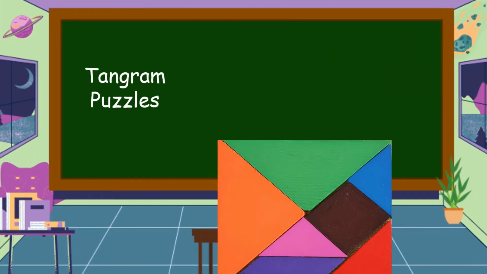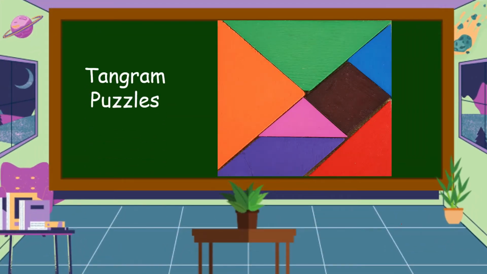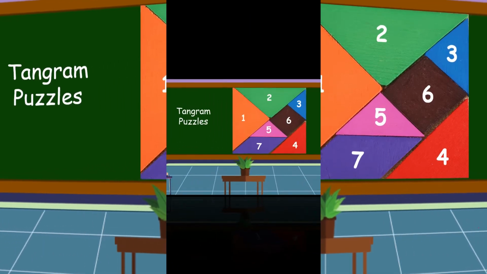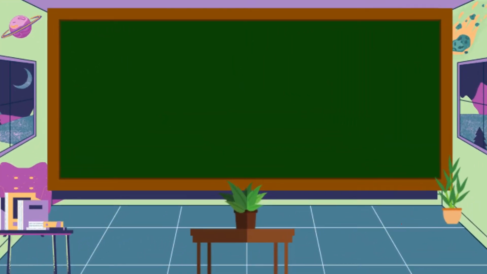This is a tangram puzzle. Tangram puzzles consist of 5 isosceles triangles, 1 square, and 1 parallelogram. Okay, let's form figures using a tangram puzzle. In forming figures, we're going to use the 7 pieces of the tangram puzzle.